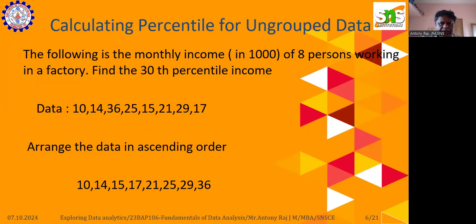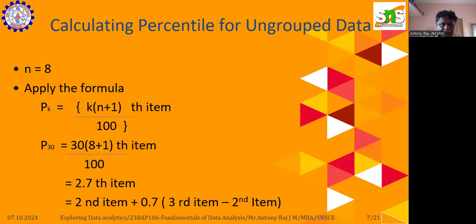So the following is the monthly income in 1,000 of 8 persons in a factory. Find the 30th percentile income. So the data is 10, 14, 36, 25, 15, 21, 20, 30. We are going to arrange the data in ascending order: 10, 14, 15, and so on. And once we apply the formula here, n is equal to 8. So the formula is Pk is equal to k into (n plus 1) by 100th item. Now we are talking about the 30th percentile, so k is 30 and n is 8, so 30 into (8 plus 1) by 100 item. So the 2.7th item.